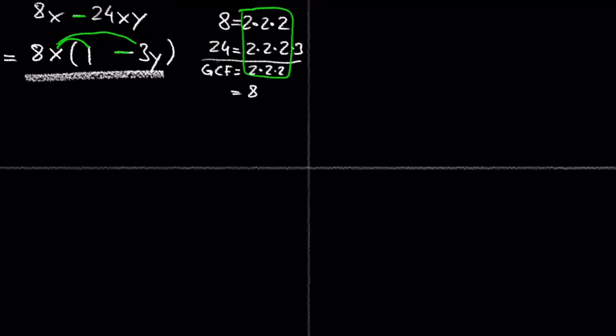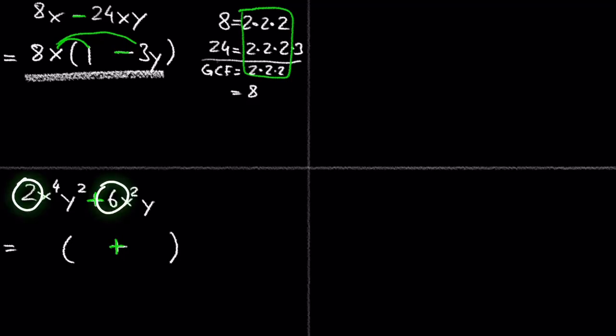Let's look at another example. What is the GCF of 2x to the fourth y squared plus 6x squared y? Again, let's find first the GCF of the numbers and then the GCF of the variables. The GCF of 2 and 6 is 2, because 2 is the greatest number which goes into 2 and into 6. So we put the 2 in front of the parentheses.